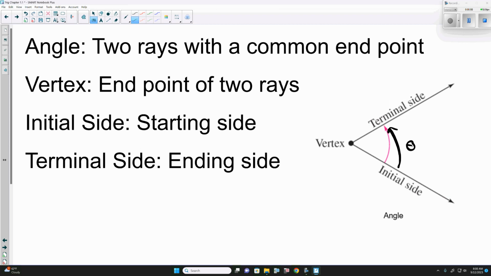And we call that amount of the turn from the initial to terminal side the angle itself, what its measure is.